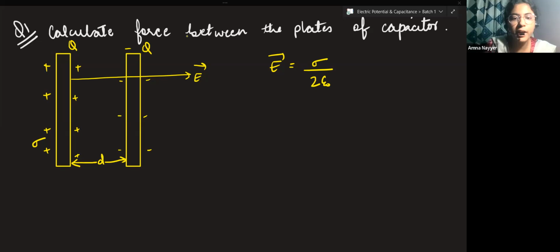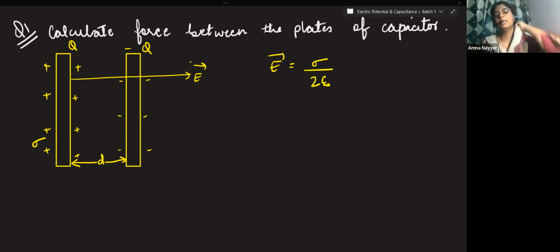The answer is 2.52 into 10 to the power minus 12 farad. Yes, 2.52 is the exact answer. So all of you listen, the answer for the first part, that capacitance, is coming 2.52 into 10 to the power minus 12.